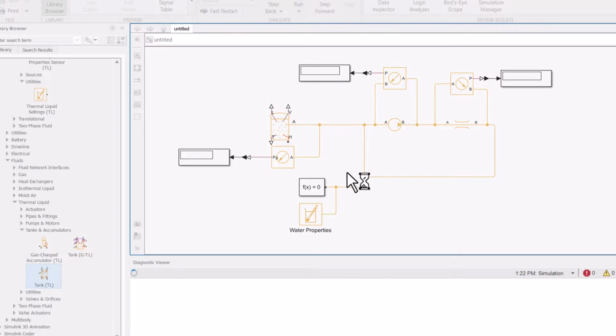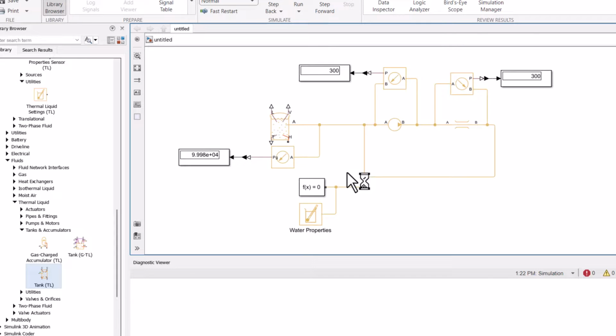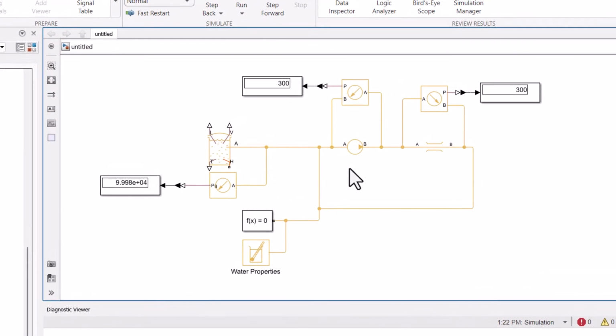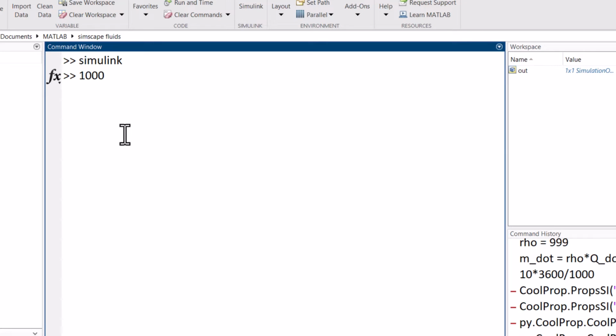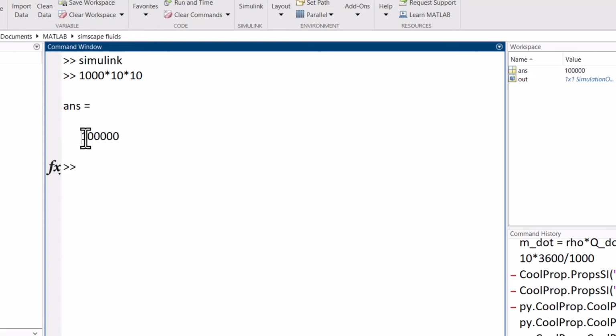I run my model, and you see everything works fine. The flow resistance reduces the pressure by 300 pascals. The pump increases the pressure by 300 pascals. And the pressure gauge shows 9.99 E4, which is equal to rho GH. If you calculate with rho equal to 1000, G equal to 10, and H equal to 10, it's very near the value calculated by MATLAB.